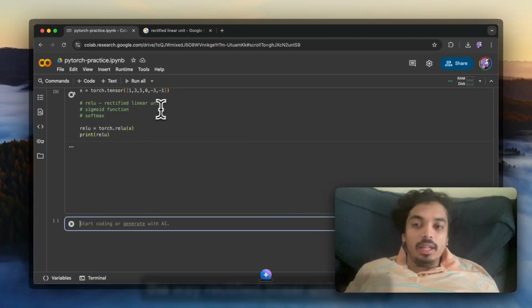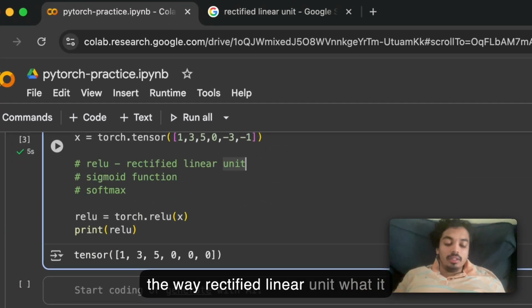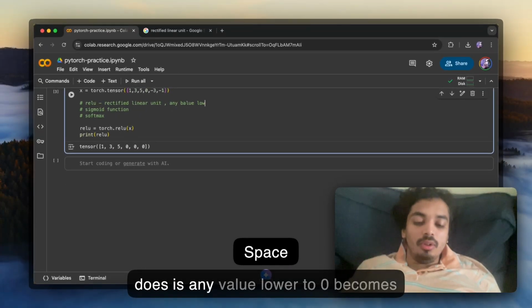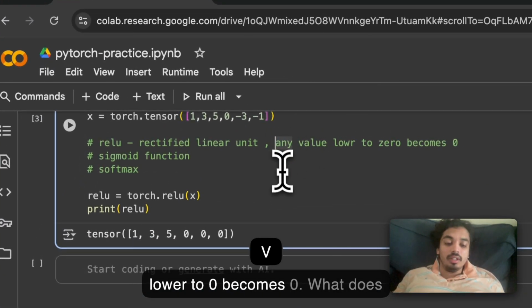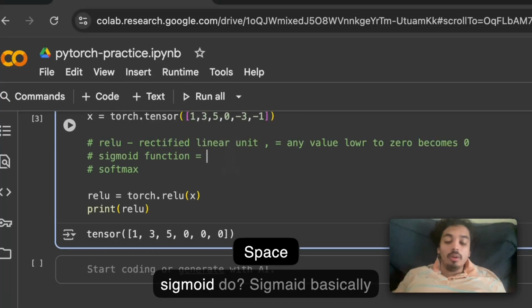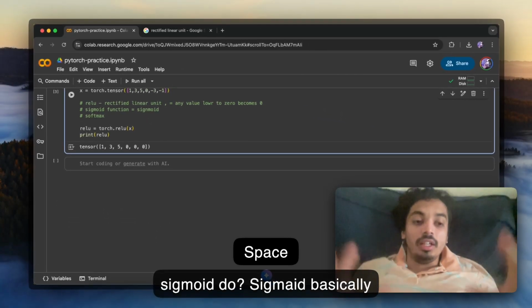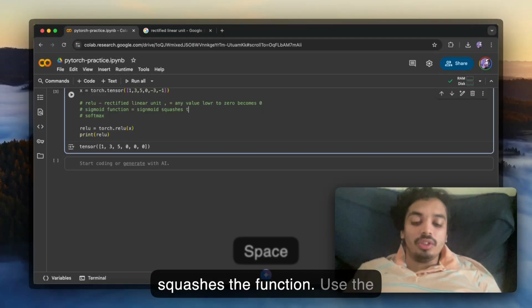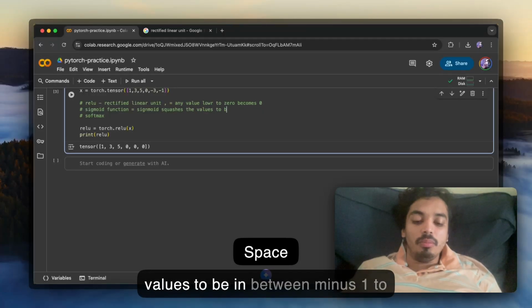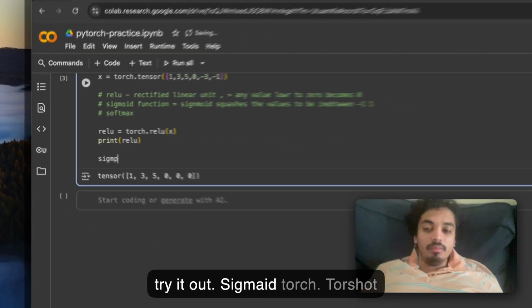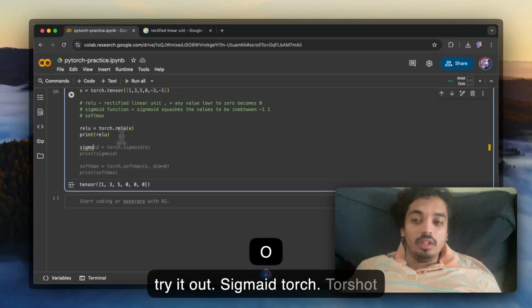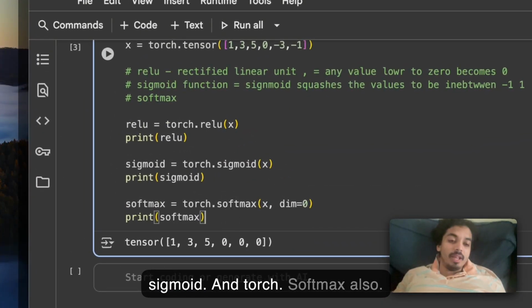By the way, rectified linear unit, what it does is any value lower than 0 becomes 0. That's what ReLU does. Any value lower than 0 becomes 0. What does sigmoid do? Sigmoid basically squashes the values to be in between -1 and +1, if I'm not wrong. Let's just try it out. torch.sigmoid, okay? And torch.softmax also.